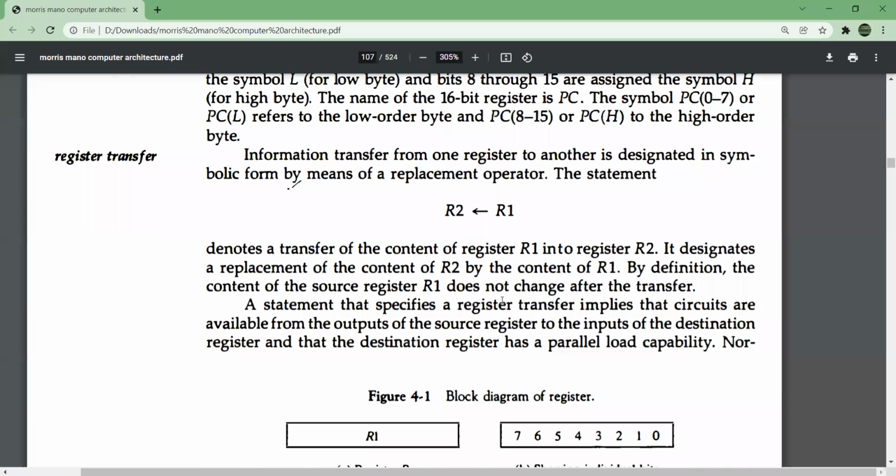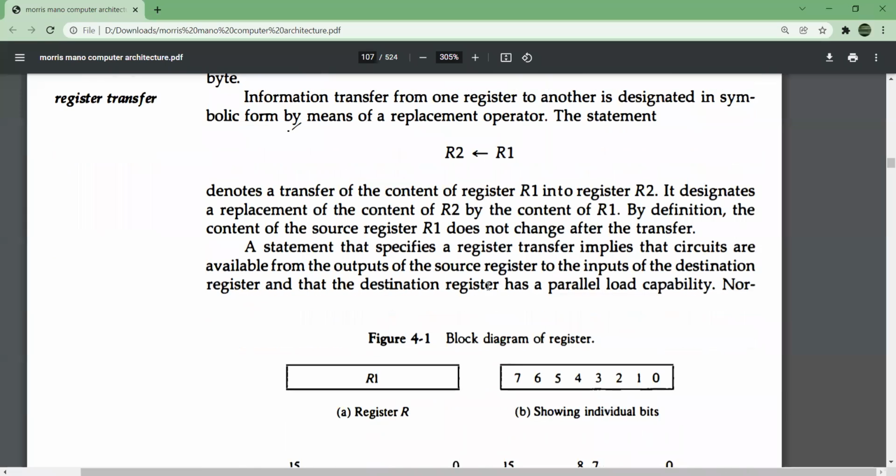So now let us see the very basic symbols and how we implement or interpret those. The first statement that you can see here is R2, then an arrow, R1. So what does this symbol representation do? R2 and R1. This particular one is an information transfer from one register to another register, okay, in symbolic form by means of the replacement operator.